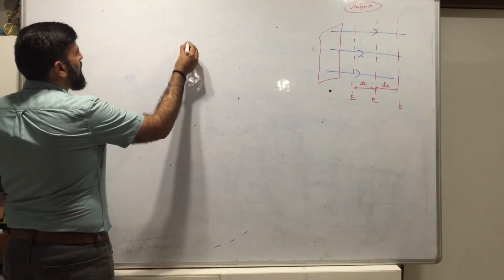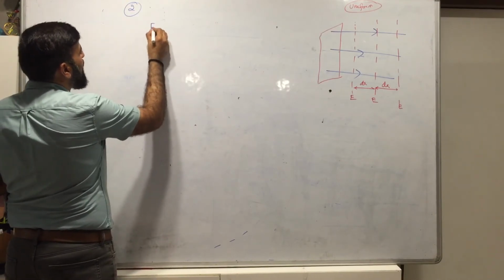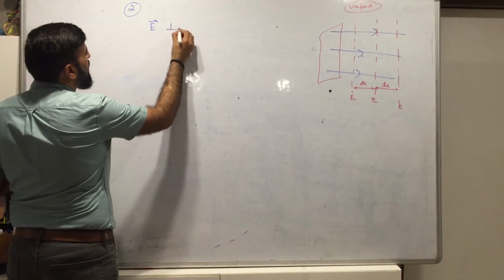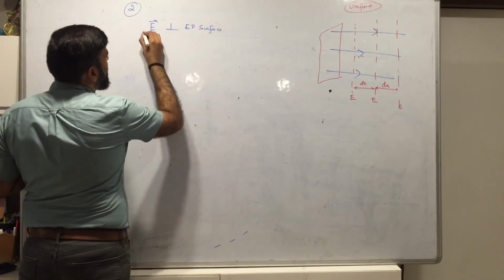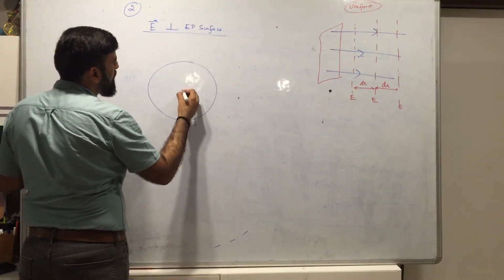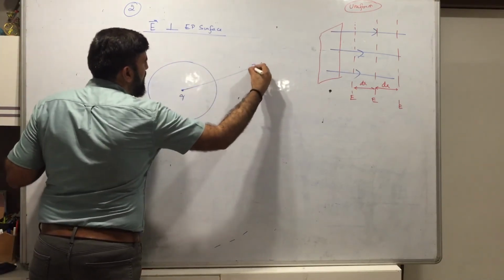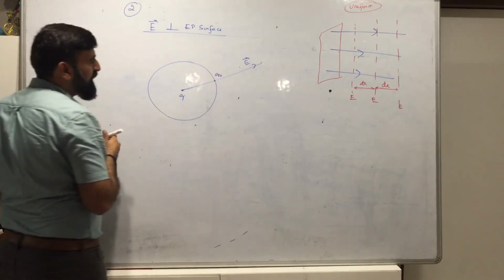So this is the second property which I am discussing, that the electric field is perpendicular to the EP surface. Fine. So let's say I choose an EP surface here. Let's say this is the electric field going here. I keep a test charge on the EP surface.